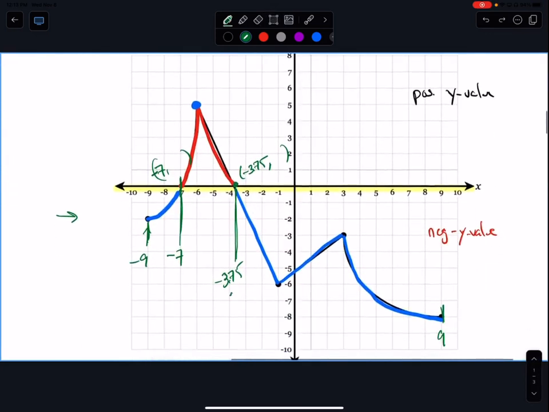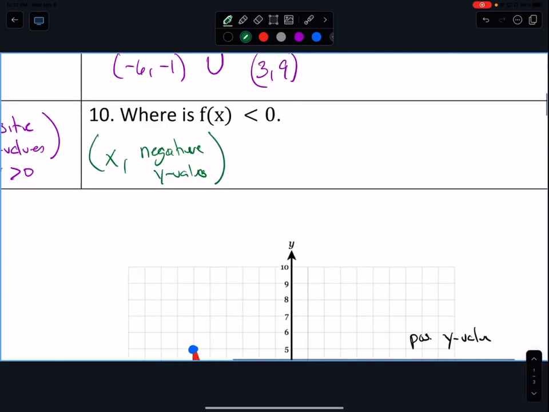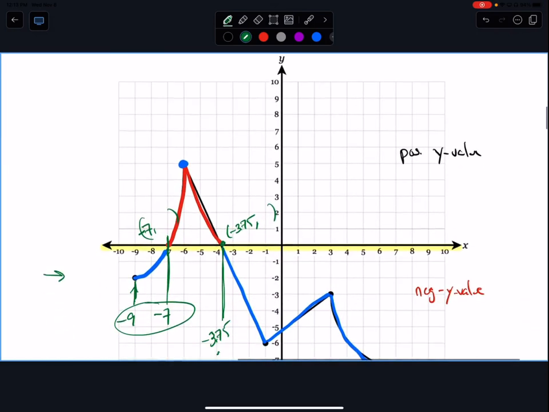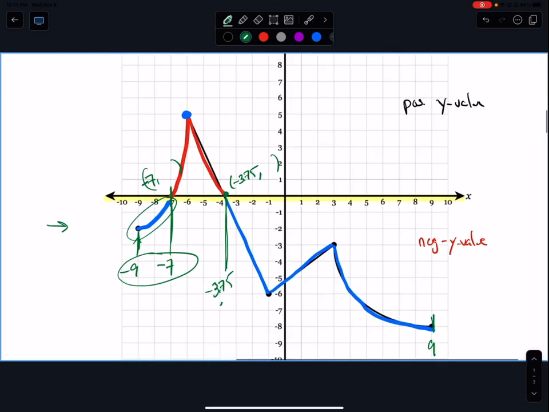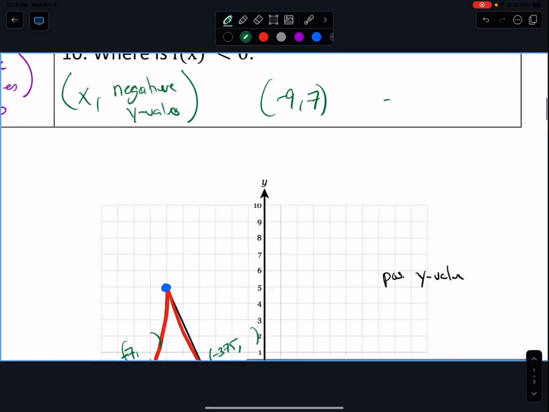So 2 intervals, sorry. My first interval is from negative 9 to negative 7. This is the first interval where it's negative, that first part of the blue graph here. And the second part is everything else, so from negative 3.75 all the way to 9. And since there are 2 intervals where it's negative, what do I have to put in between the 2 intervals? A union.